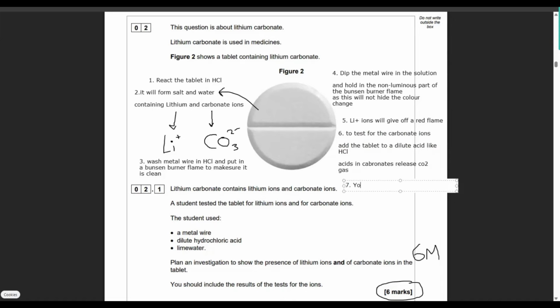Now, you could potentially just say, drop the tablet in acid, you'll see bubbles. That proves there's a gas. But it doesn't tell you it's carbon dioxide because it could be hydrogen. So to prove it's carbon dioxide, you use lime water.